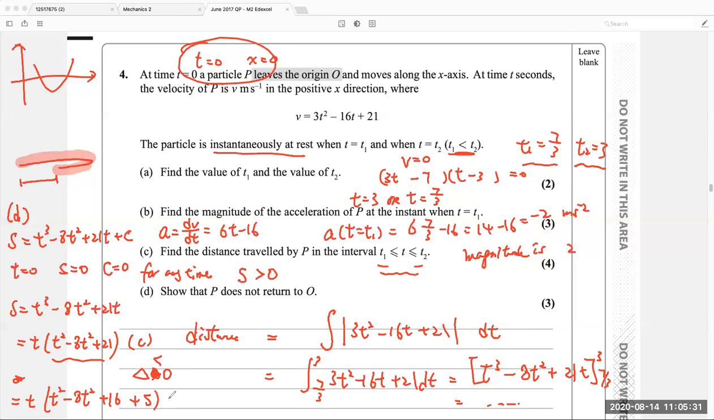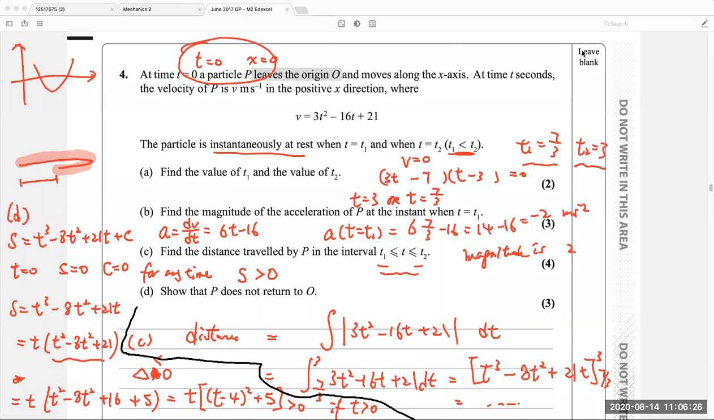Another better way to do it is completing the square. I mean, it's not too difficult to see this one. So it's always positive if the t is greater than 0. But of course, when t is 0, this is 0. That means it will not return to origin. But why do I say completing the square is a better method? Because even if you have shown that the discriminant is smaller than 0, you don't know whether the whole term is negative or positive. We haven't shown it. But it's still fine, actually.